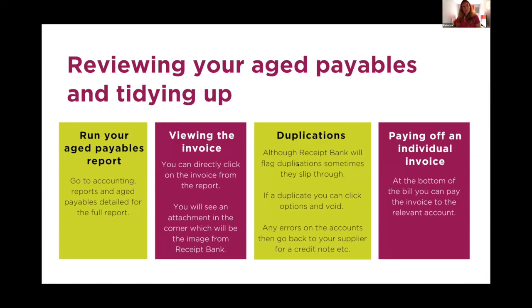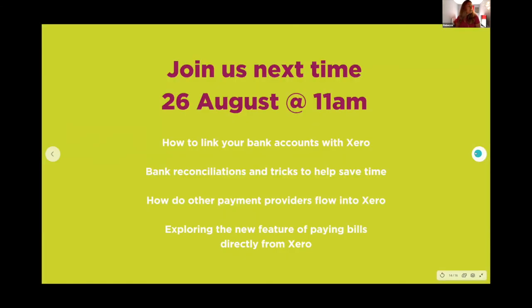From time to time, you may notice a duplication. If it is a genuine duplicate, then by all means you can click on that particular invoice and void it, because it could have slipped through Receipt Bank because it didn't capture the actual invoice reference correctly. So that is a general duplication, and you can void that. Any errors though, as we said before, go back to your actual supplier and raise that with them, that you need a credit note or a reissued invoice, because that is your core data for your records. Again, you can pay off an individual invoice at the bottom and pay it off to the relevant account.